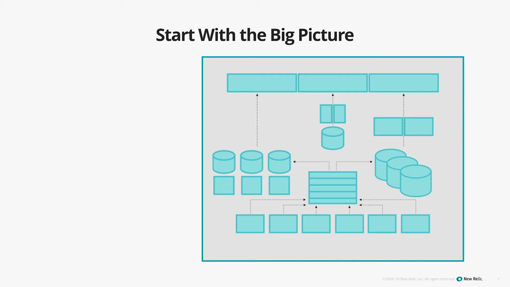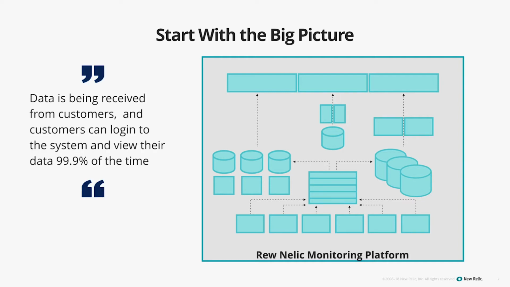Now, in this talk, I'll use the example of a SaaS monitoring product based on a simplified version of the New Relic platform. Let's call it Relic. Our top level SLI and SLO might be that the system is available if data is being received from our customers, and those customers can log in and view their data. Now that we have our top-level SLI and SLO, it's time to begin implementing different parts of measurement so we can understand how we're performing against these goals.